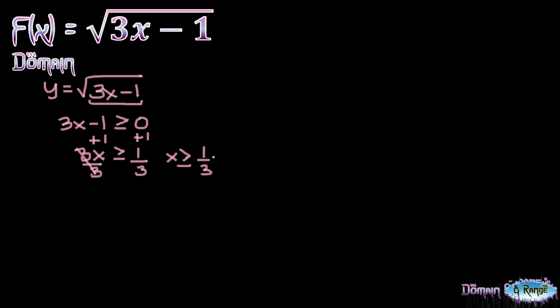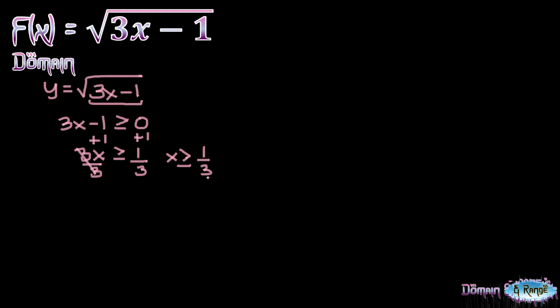But we could again include other values greater than this. Let's say 1. 3 times 1 is 3, minus 1, 2. Square root of 2 is a real number. If this is 10, 3 times 10 is 30, minus 1, that's 29. Square root of 29 is also a real number.